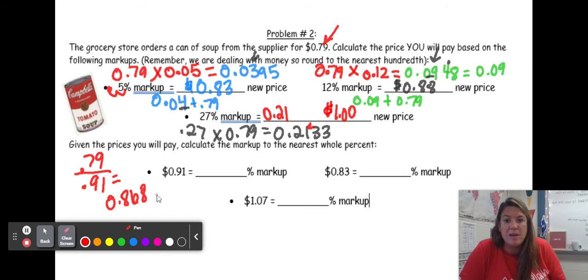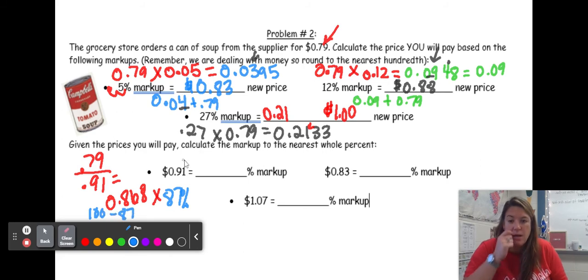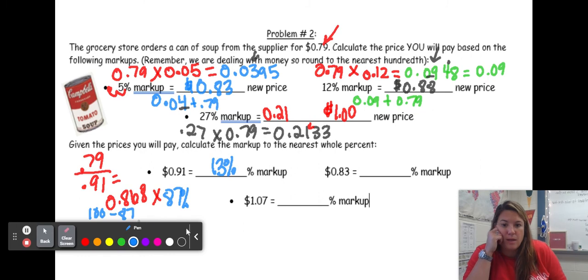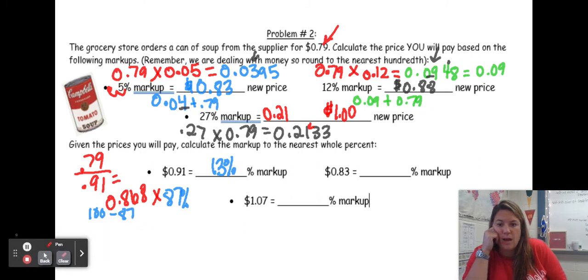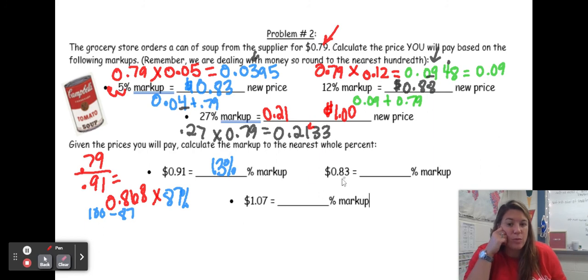And if I multiply that by 100 and kind of round, this is going to be 87%. But I need to subtract that from 100. This isn't going up 87% of that 79 cents. It's going up 100 minus the 87%, which is 13% markup. All right, let me do this one with you too. So now we're paying 83 cents. All right, so I'm going to divide.